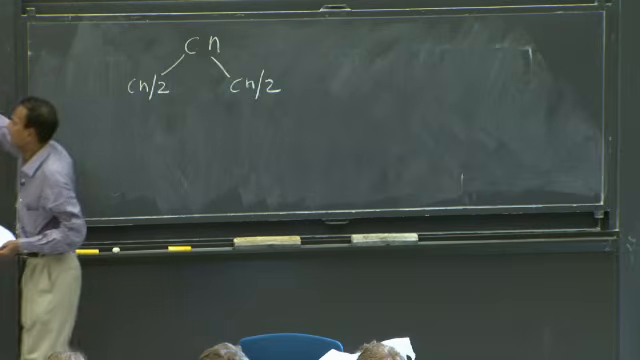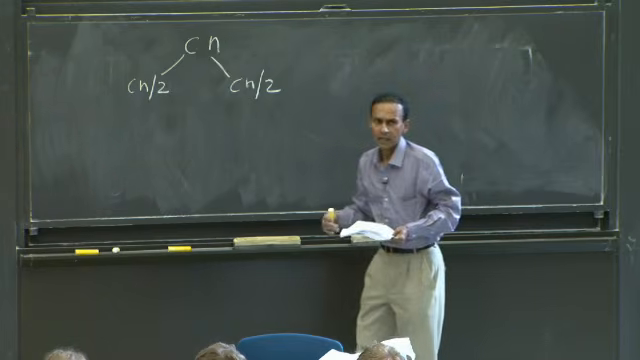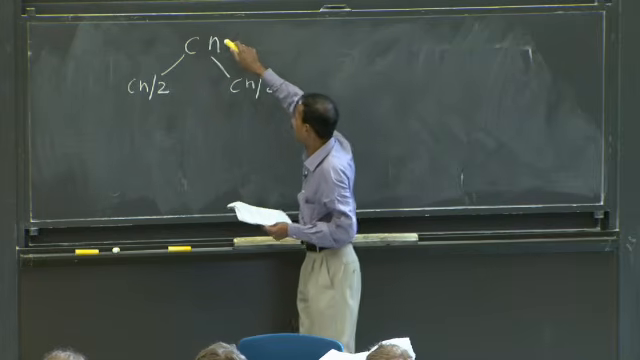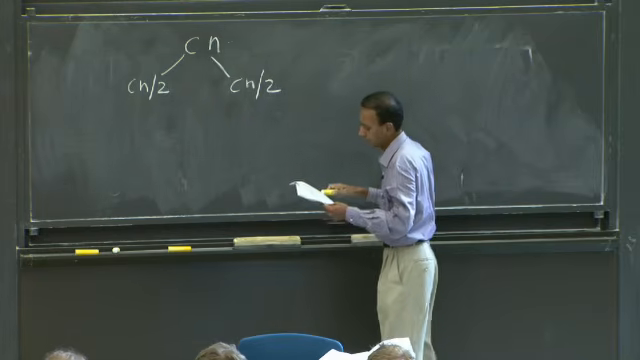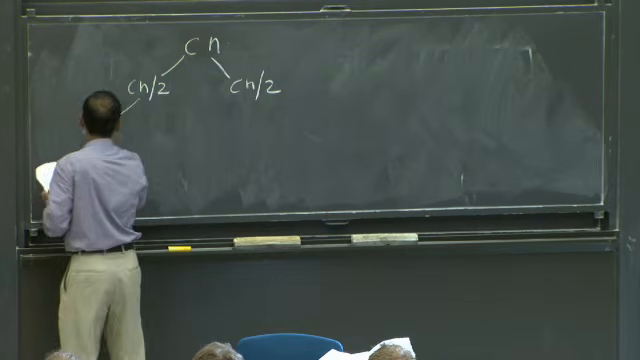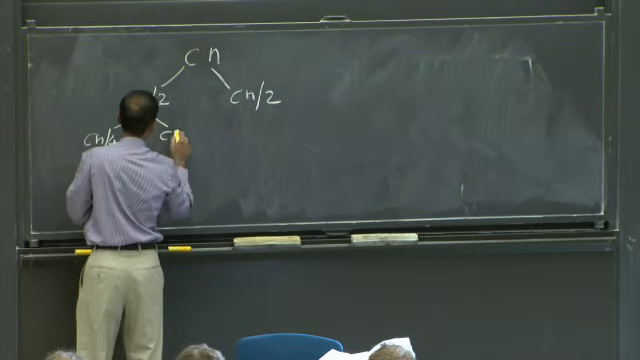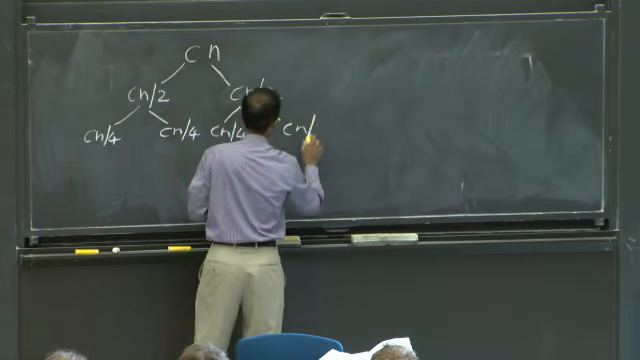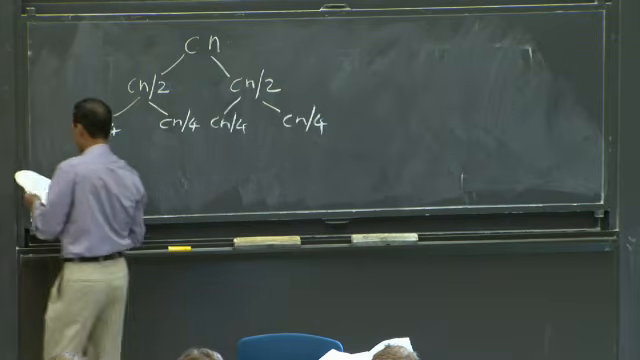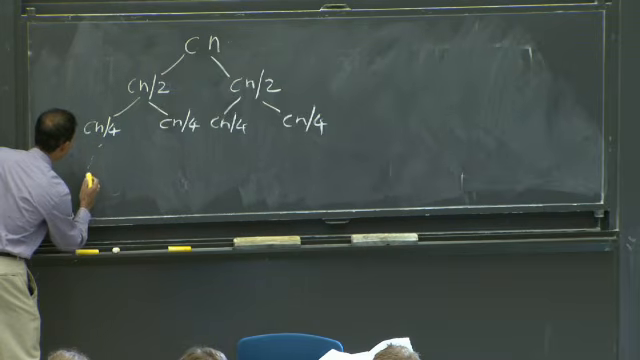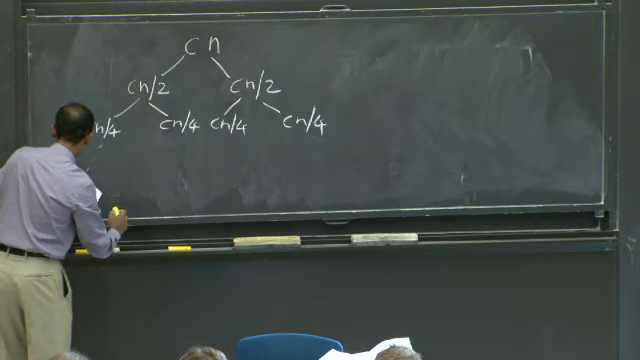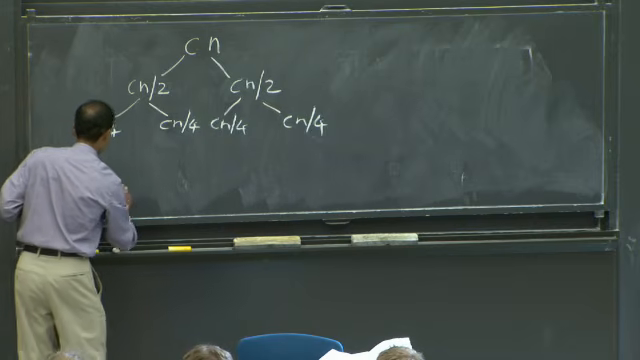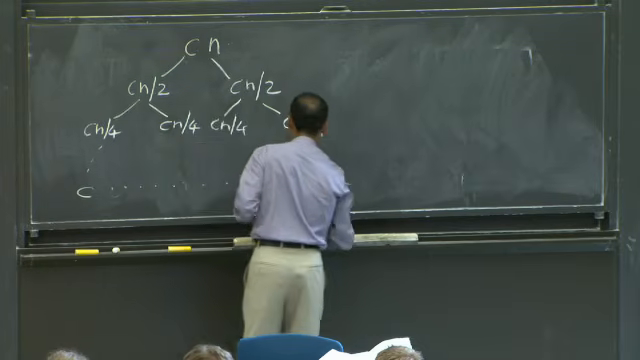But think of this Cn as representing the theta n complexity. And C is this constant. So C times n here, C times n over 2 here. And then when I keep going, I have C times n over 4, C times n over 4, and so on and so forth. And when I come down all the way here, n is eventually going to become 1, or essentially a constant. And I'm going to have a bunch of C's here.